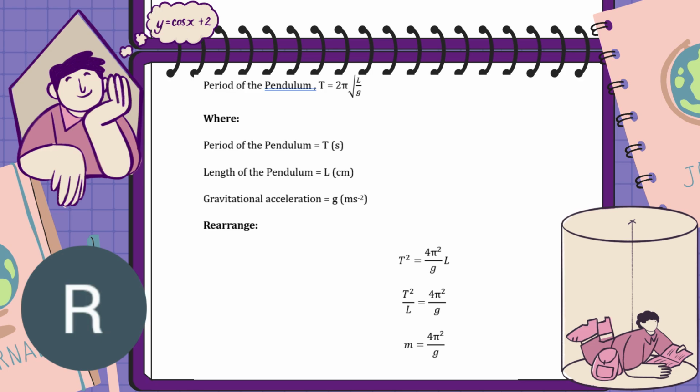A simple pendulum consists of a board suspended by a light string. When displaced by a small angle and released, it undergoes simple harmonic motion. The period of oscillation is given by the equation T = 2π√(L/g). From this equation, we know that the period depends only on the pendulum length and gravitational acceleration. It does not depend on the mass of the pendulum board. By squaring the equation, we obtain a linear relationship between T squared and L, which allows us to calculate g from the gradient of the graph.